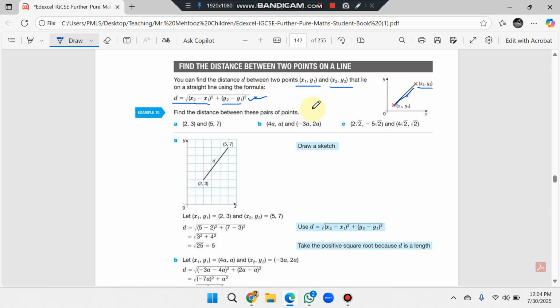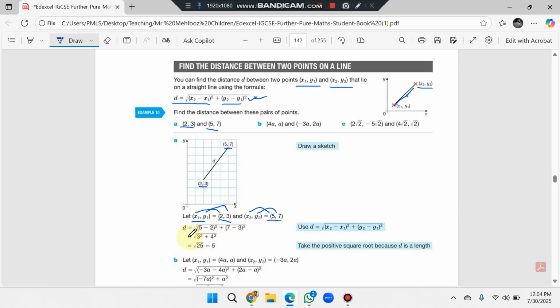Here is the example which describes this formula clearly. Find the distance between these pairs of points. (2, 3) is your starting point, (5, 7) is your ending point. This can be expressed in the graph like that, right? Here you can see that x1 and y1 are basically 2 and 3, x2 and y2 are basically 5 and 7. It means that x1 is 2, y1 is 3, x2 is 5 and y2 is 7. Okay, now we just put the values into the distance formula.